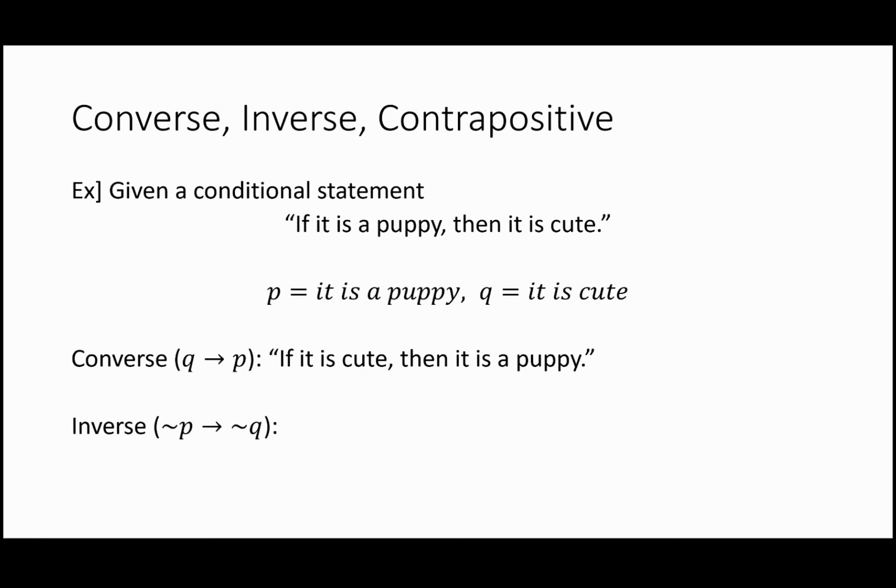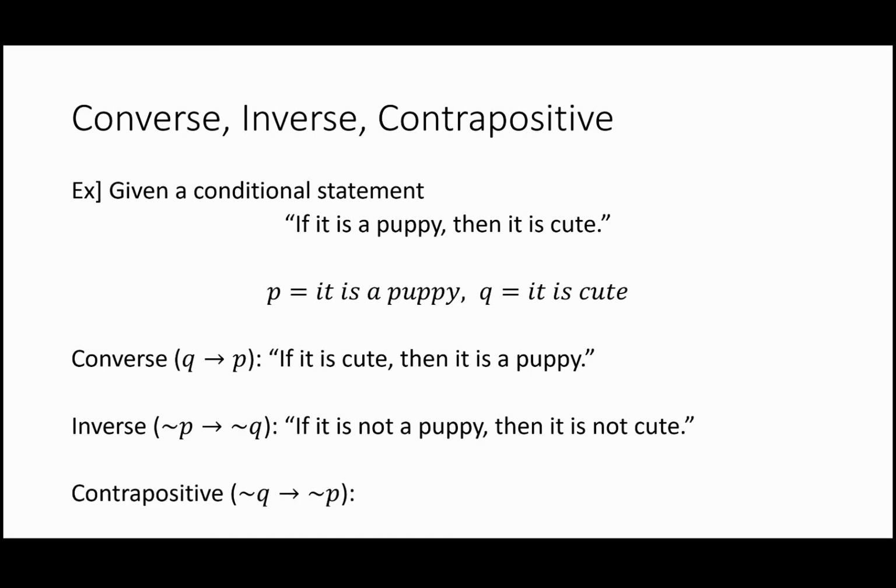Well, how would the inverse read? Negate both the antecedent and the consequent in their current positions, which would read as, if it is not a puppy, then it is not cute. Just negate those components in their positions. If you want to flip it and reverse it, that's the contrapositive, which reads as, if it is not cute, then it is not a puppy. Let me give you a second to write those things down, or if I'm moving too fast, at any time, you can always just pause the video so that you can catch up on your writing.